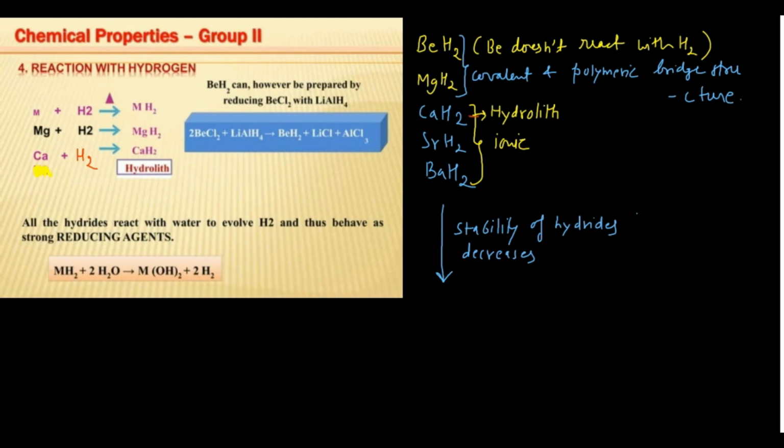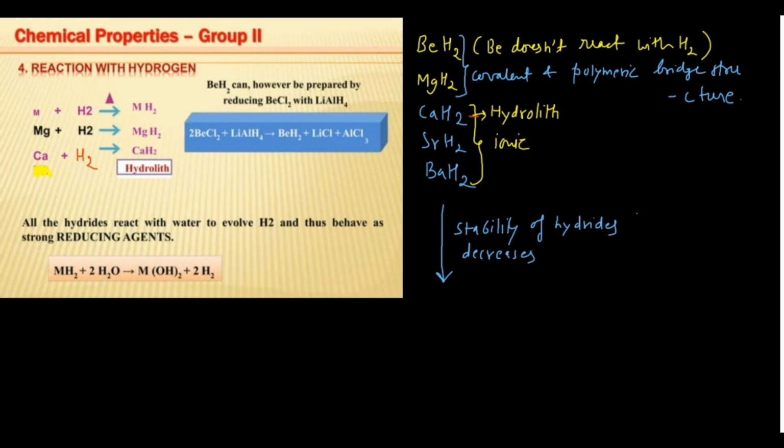Okay, so all the hydrides react with water to evolve hydrogen and thus behave as strong reducing agents. As I already told you, whatever hydrides are there, they react with water with the evolution of hydrogen. Since they are evolving hydrogen, this hydrogen can add to a certain reagent and reduce that particular substrate. Okay, so the magnesium hydride is also reducing in nature.